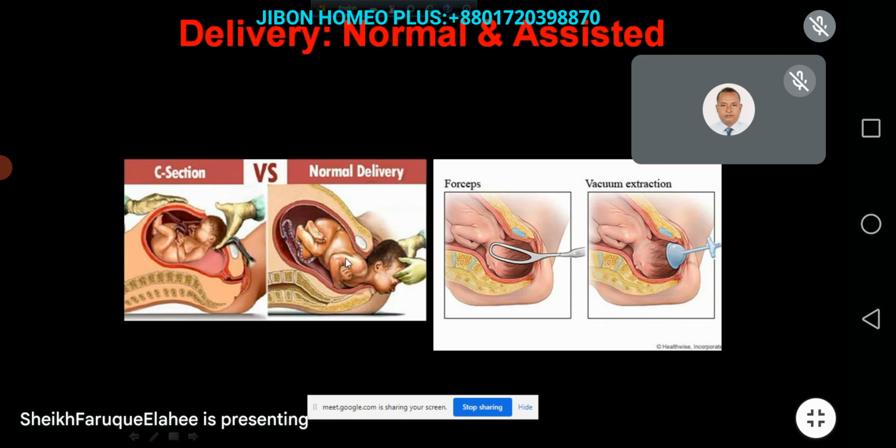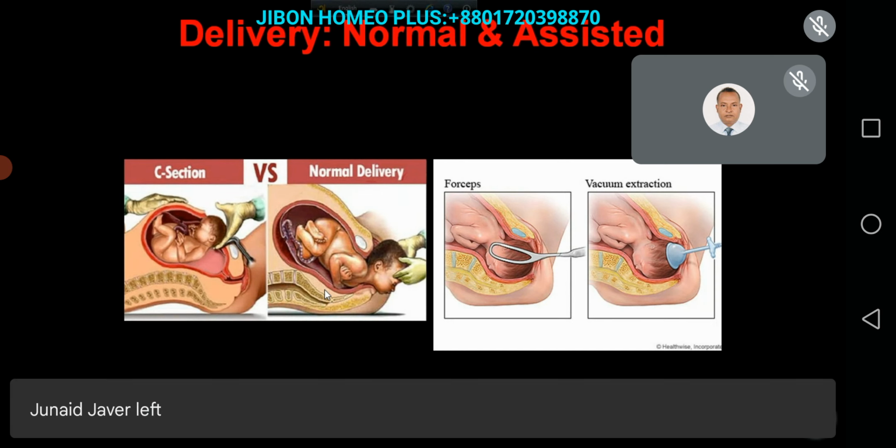The baby has fetal distress, or maybe the mother has maternal distress. Then we do assisted delivery. We help the delivery. How? We use what is called forceps. This is obstetric forceps. We apply obstetric forceps inside the vagina and catch hold of the head and take it out. Once the head comes out, the other parts of the body very easily come out with the head.